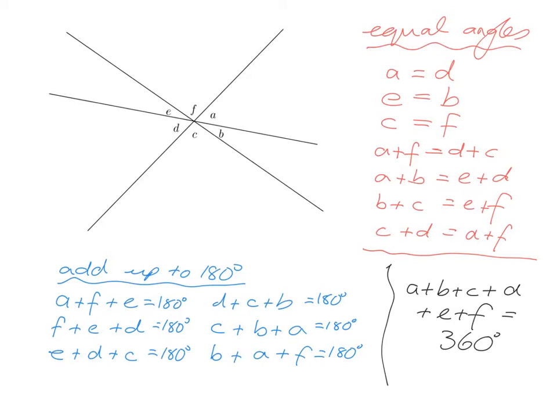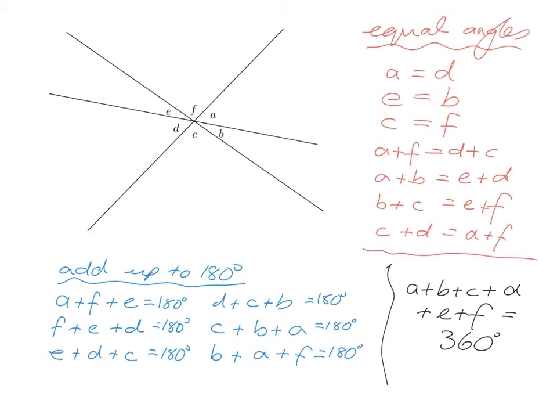Okay, so let's have a look at which angles are equal. Here we're looking for vertically opposite angles. If we have a look at angle A, it's going to be vertically opposite to angle D, so these are equal. Angle B is vertically opposite angle E, and so they're equal, and angle C is vertically opposite angle F.